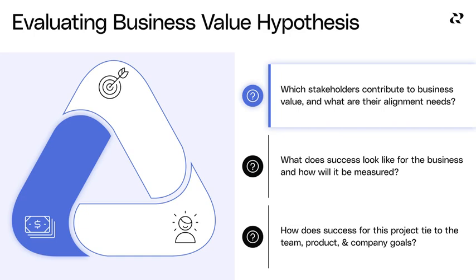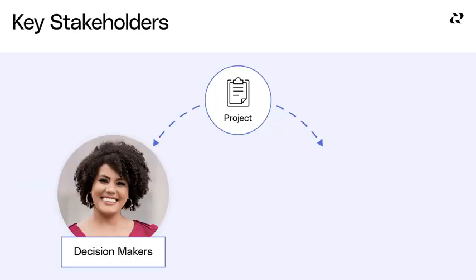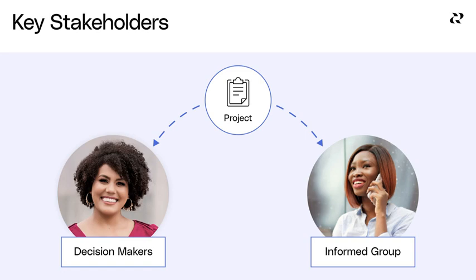And how does success for this project tie to the team goals, product goals, and broader strategies of the company? The first question to answer is, which key stakeholders contribute to business value, and what are their alignment needs? Stakeholders include decision makers, such as your product leadership team, executives, and founders. The business value delivered through your project must align with their expectations. But beyond these decision makers, there are other functions that support the delivery of business value, such as customer service, sales, or marketing. These teams need to be informed of the feature's progress and outcomes so that they can support the project and the business value it delivers.